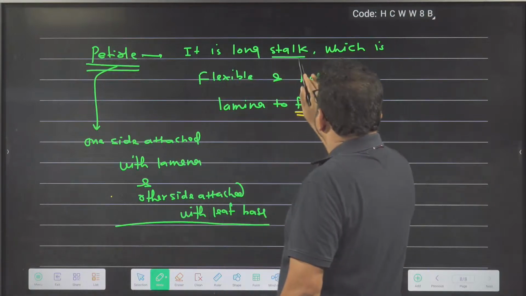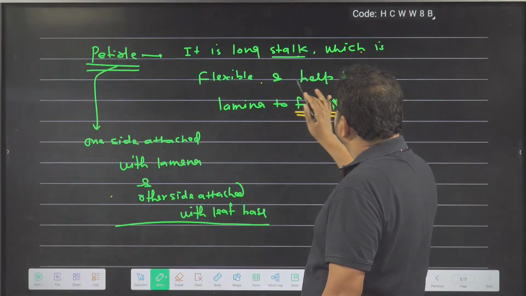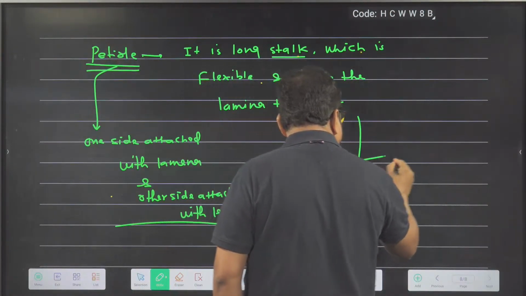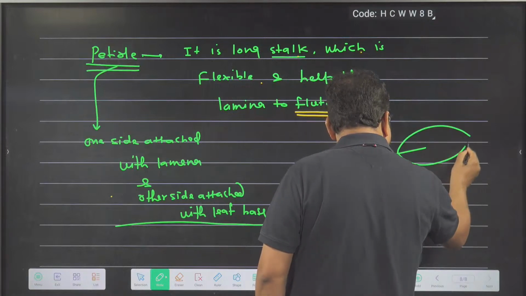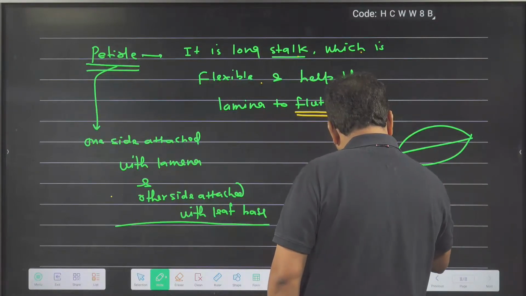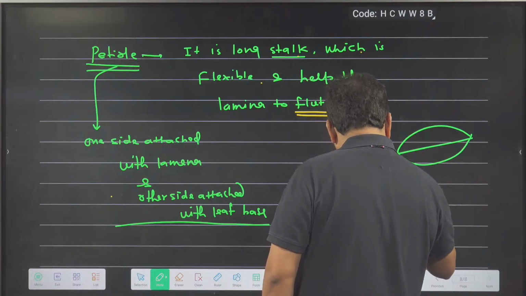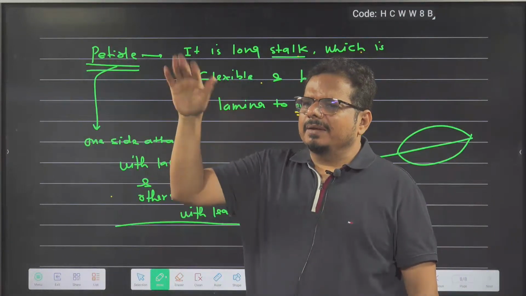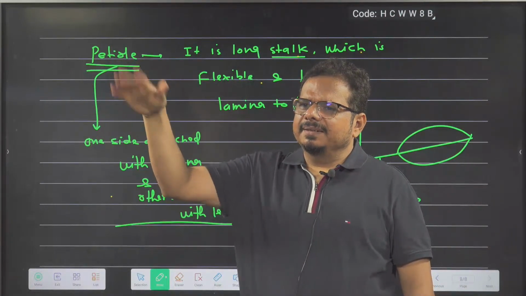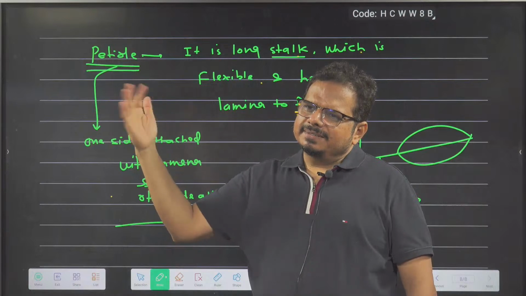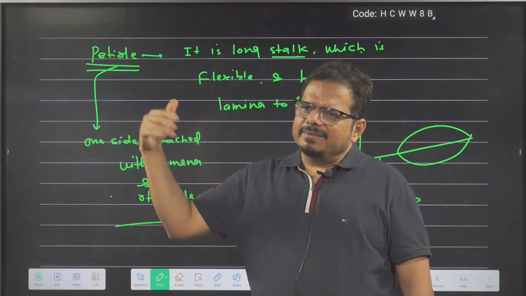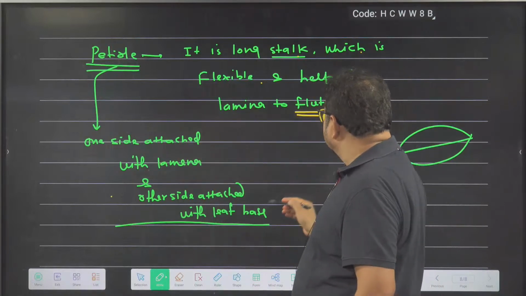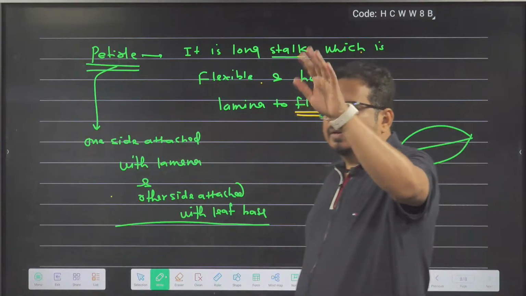I wrote it is a long stalk which is flexible and helps the lamina to flutter. Look here, I am once again drawing a leaf. Here it is petiole, here it is lamina, and I am highlighting the petiole. So when wind blows, what happens to the leaf? It becomes like this, no? It is called fluttering. Who is getting fluttered? Lamina is getting fluttered. It is due to which reason? Flexible nature of which one? Petiole. Fluttering of lamina is possible.